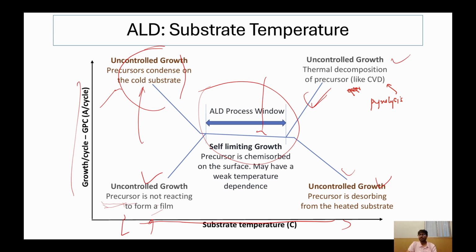There will be non-uniformity in your film, and that is why you need to be in this ALD window, where there is no decomposition, no desorption of the precursor, no condensation, and there should be a proper reaction of the precursor with the substrate as well.